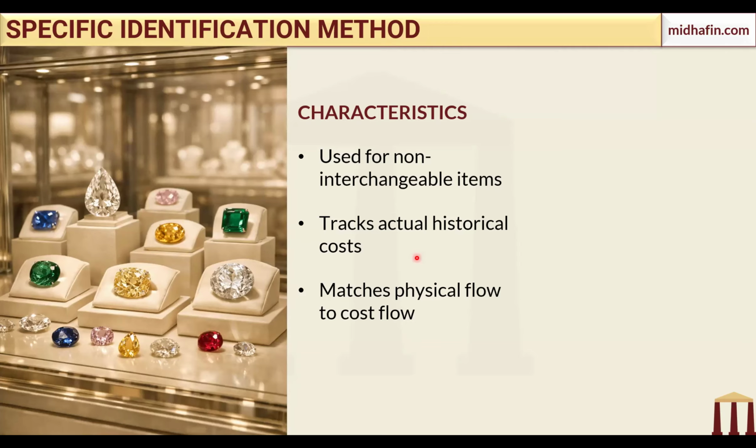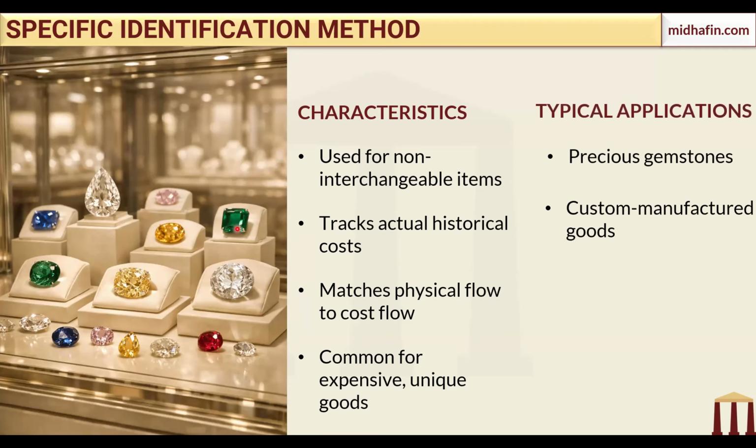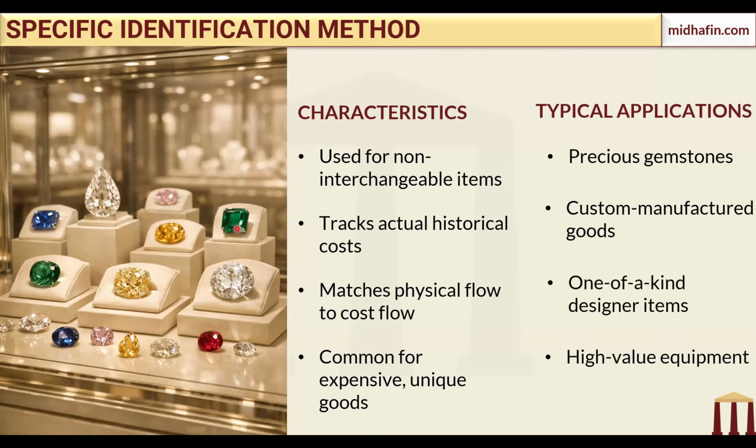Of course, it is common for expensive and unique goods, as I said, such as precious gemstones, because each stone is different in color, size, quality, transparency, clarity, a lot of things. So it makes a lot of sense to track the costs item by item. You cannot average across units. You cannot do LIFO or FIFO. Now, what are the typical applications? Precious gemstones, custom manufactured goods, one of a kind designer items, and high value equipment.